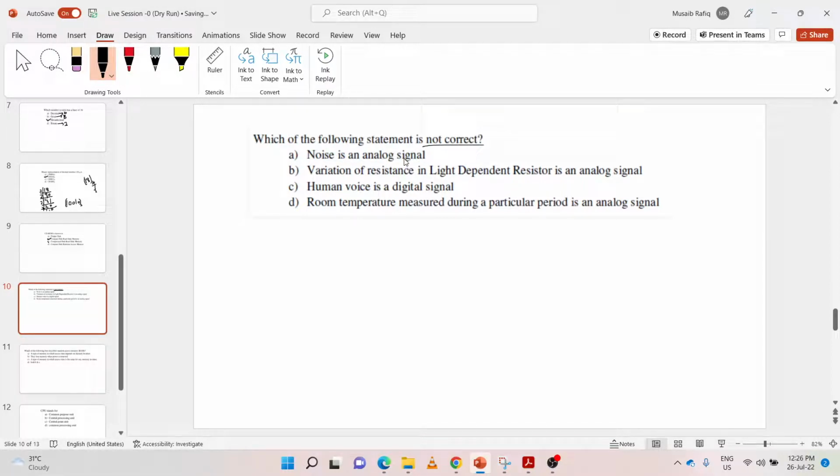Noise is an analog signal. The statement is correct. Variation of resistance in light bending resistance is an analog signal. Correct. Continuously varying with time. Room temperature measured during a particular time period is an analog signal. Correct. Human voice is a digital signal. So this statement is not correct. So we have to tick option C.